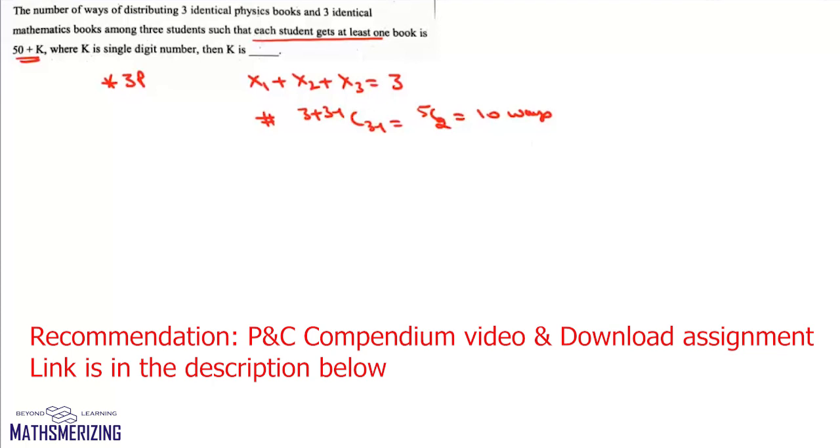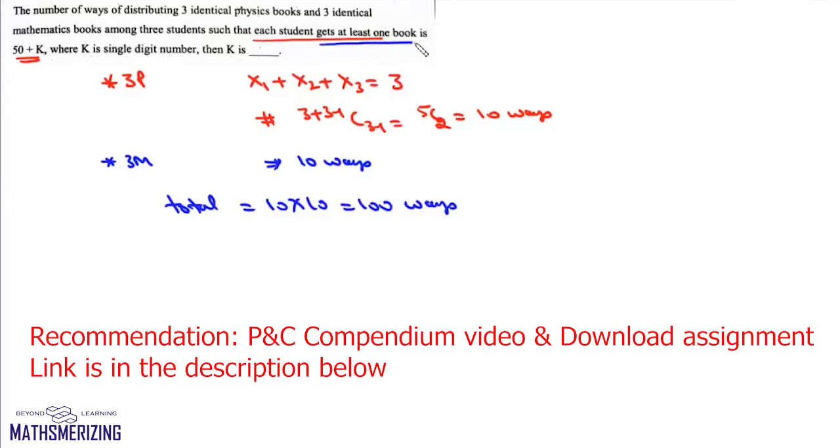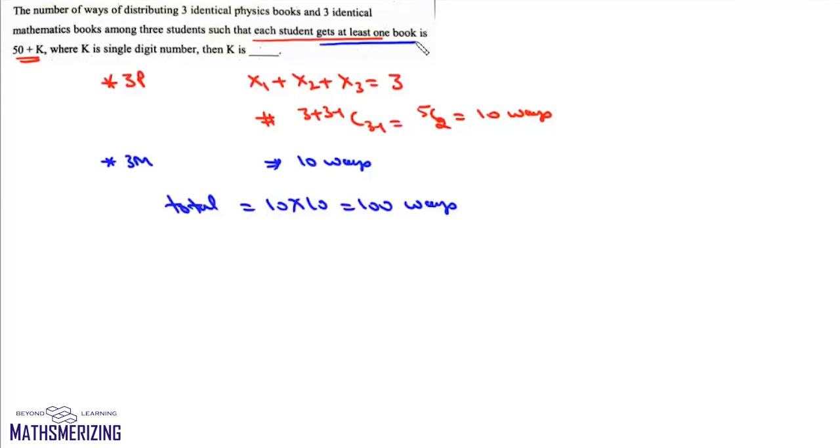In the same way, 3 identical mathematics books can be distributed among them in again 10 ways. So the total number of ways in which these 6 books can be distributed among these 3 children is simply 10 into 10, which is 100 ways. Now here we have a condition that each student must get at least one book. So from the total we have to remove all those cases where at least one child doesn't get any book.